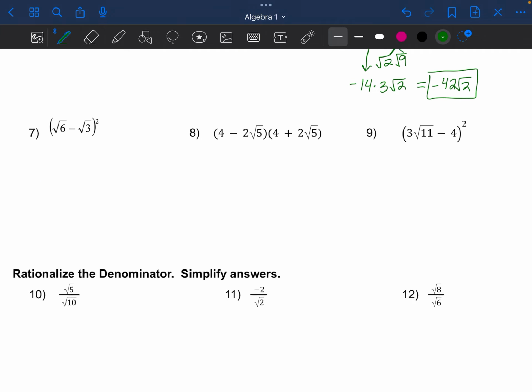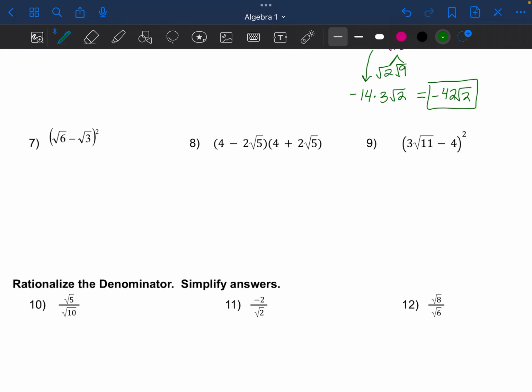Moving on. When you see that you have it squared and there's that minus sign in between, you've got to do the box method. So when we're doing the box, all right, we've got square root of 6, negative square root of 3, and then that same thing's going to go on the side. Square root of 6, negative square root of 3. Multiply to get what's inside each box.